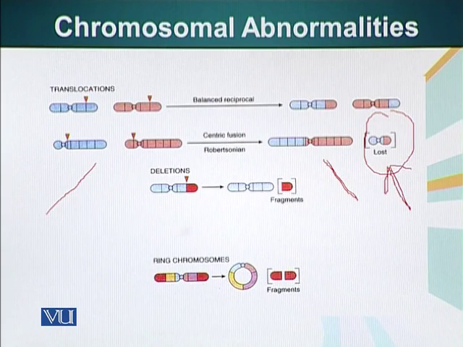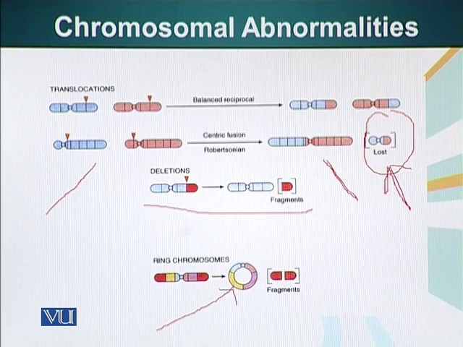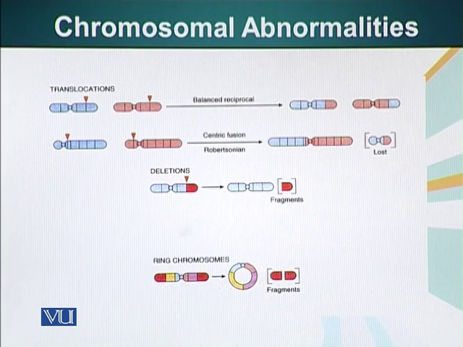The next category is deletion. A little piece of a chromosome is broken off and is lost. That is basically a deletion of the chromosome. Another way we can have chromosomal aberration is when the two tips of a chromosome break and the chromosome becomes a circle, like shown here, and the fragments are lost. So these are some of the types of chromosomal aberrations that can happen.